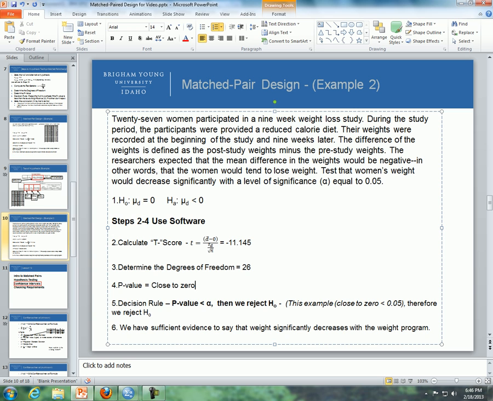Okay, so since it is close to 0, and it's much less than our level of significance, therefore we reject the null hypothesis. And then, in step number 6, since we rejected the null, we have sufficient evidence to say that the weight significantly decreases with the weight program. Okay, so the last step, I stated this in English, referring to the alternative hypothesis.